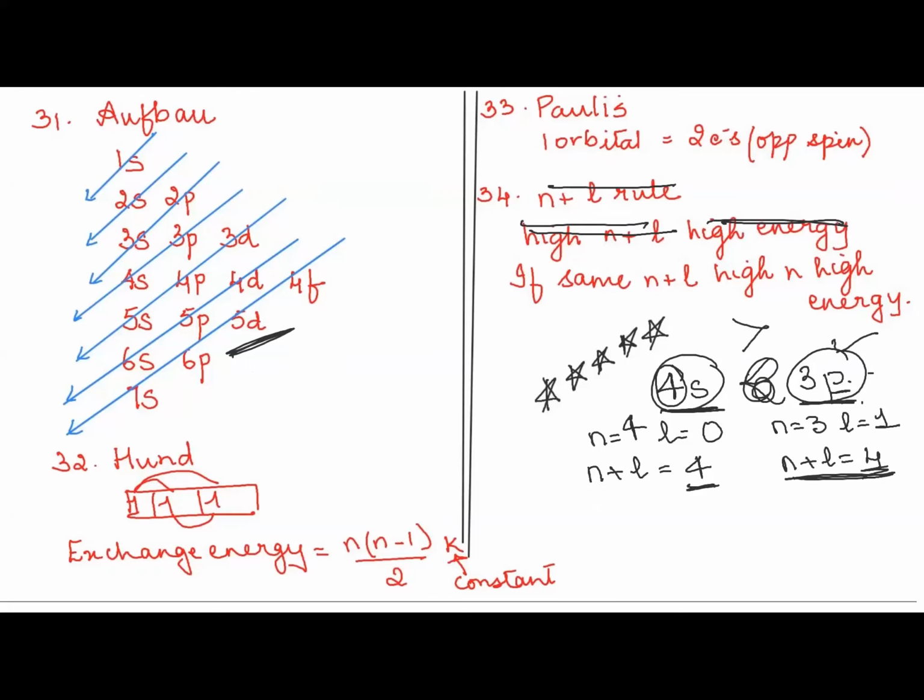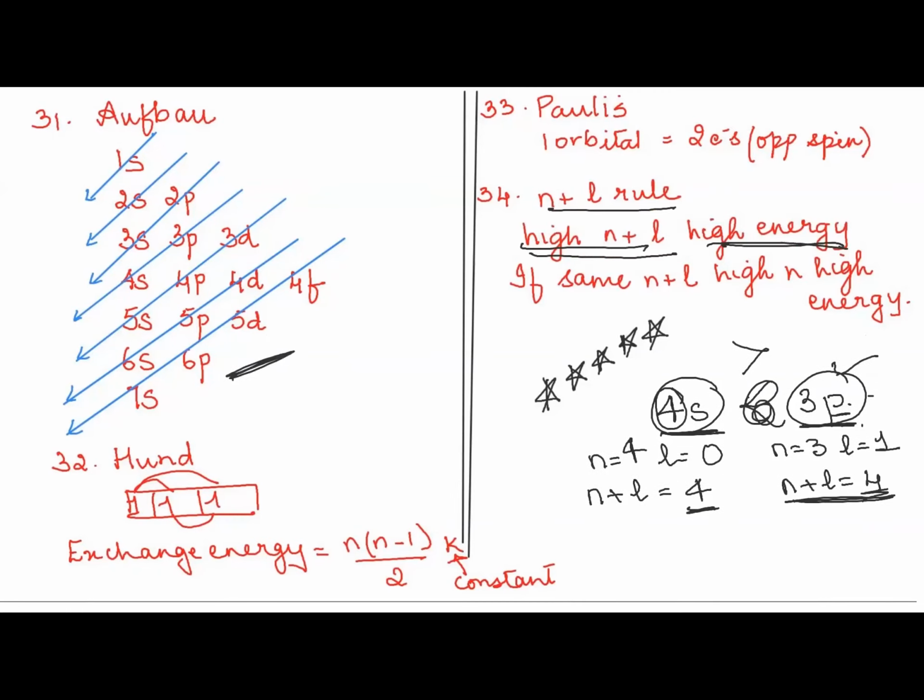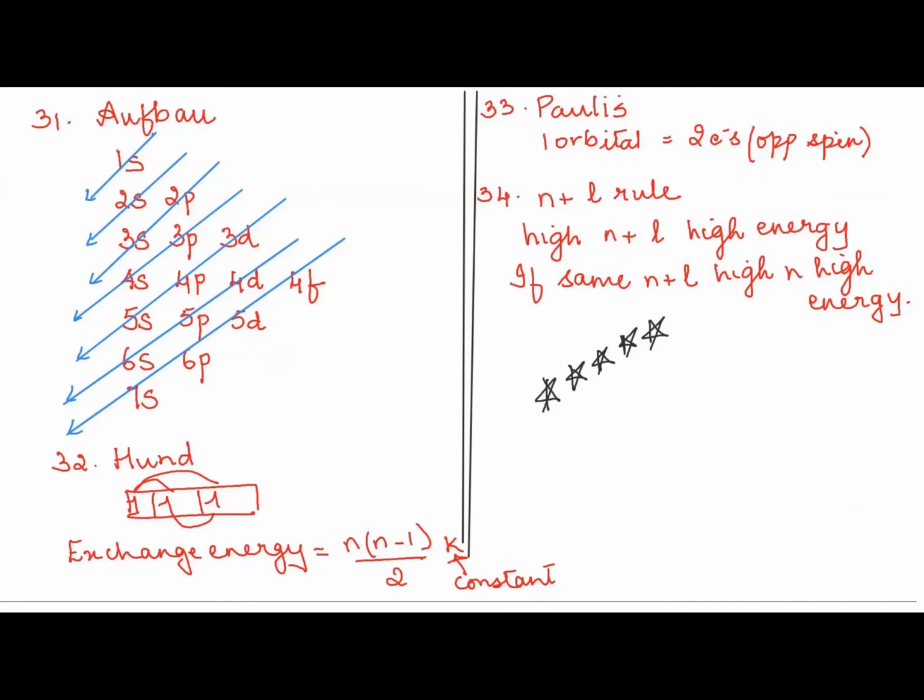Aufbau's principle is also in increasing order only, correct? Okay, children, you understood this logic, right? So 6p and 7s once again. Yes, correct. 7s will be at higher energy because the n plus l value will be the same. So who has the higher n? 7s. That will be of higher energy.